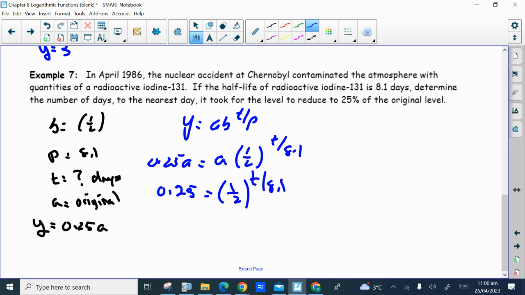As I said, if you let a be 10, then y would be 0.25 of that, which would be 2.5. When you divide both sides by 10, you'll get the 0.25 on the left. So either way, it doesn't matter. But we want to solve for t, and we would do that by, again, changing it from exponential to logarithmic. Start with the base and cycle through. It'll be the log with the base of 1/2 or 0.5 of 0.25 equals t over 8.1. You can multiply both sides by 8.1 to get t by itself.